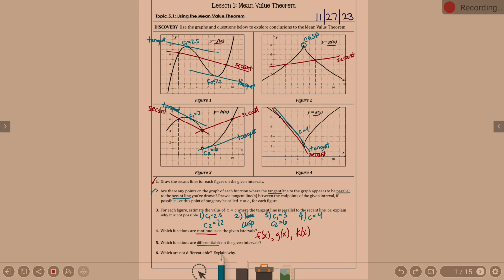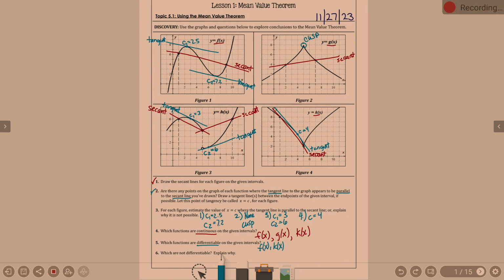Figure 1, yes. Figure 1 is the only one that is differentiable. Figure 2 is not because of the cusp. Figure 4 doesn't also have a cusp, if we are just looking from that point to that point. So yes, if we are just using that given interval, and that was my mistake on the definition of interval, so that would be f of x and k of x.